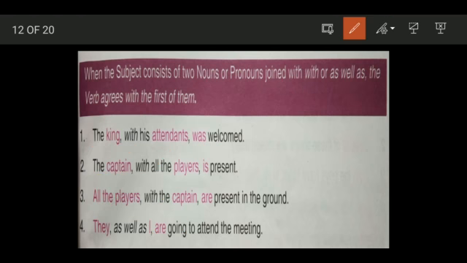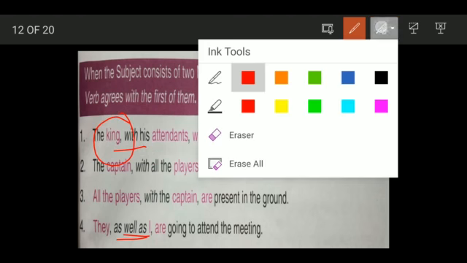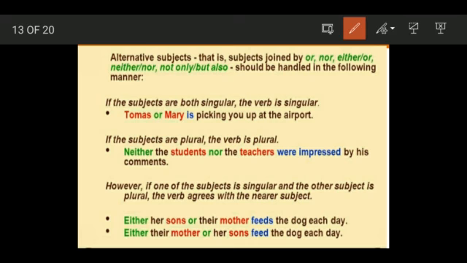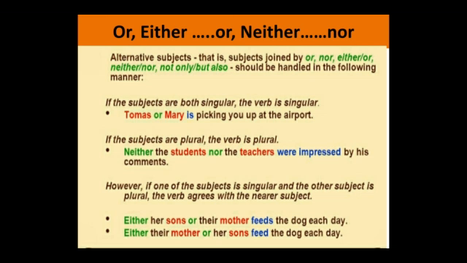So when you see with or as well as, then look at the first subject, and when you have or, either, or, nor, then you will look at the closest subject to the verb, and the verb will be in accordance to that. I hope this part is clear to you all.